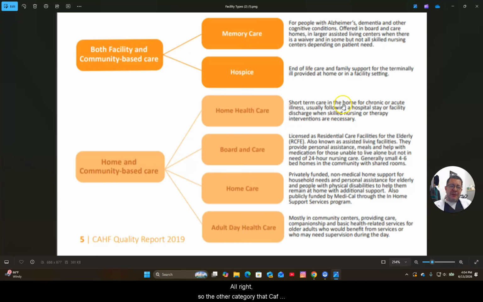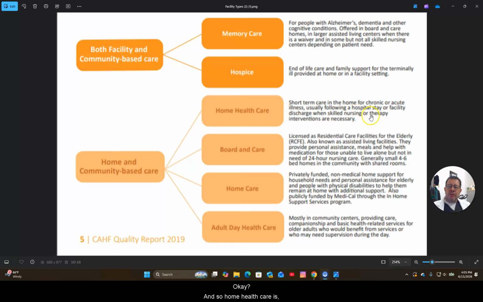All right. So the other category that CAHF, California Association of Health Facilities, gives us is the home and community based care. The first type of facility or type of care, I'd rather just call it that, is home health care. Now, home health care isn't a facility per se, it's essentially a service.